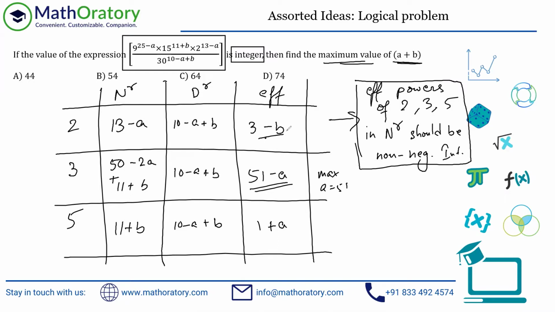And similarly, this one will tell me that the maximum value of b is 3, right? Same idea. So this is what our objective was. Maximum value of a is 51 and maximum value of b is 3. In turn, the maximum value of a plus b should be 51 plus 3, which is 54. I think we have options for this as well. Yeah, option B should be the answer out here. So that was just a simplification approach that I explained.